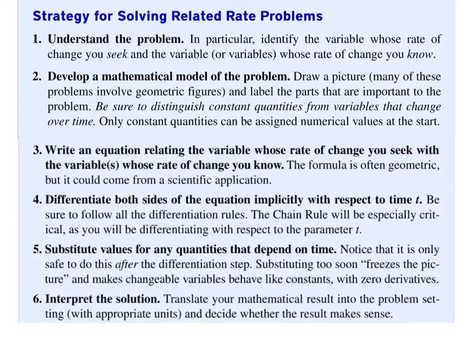Fourth step would be to differentiate both sides of the equation implicitly with respect to time. These are rates of change, and rates of change are usually with respect to time, so we want to differentiate them with respect to time. You just have to watch out with this. Make sure you're using the chain rule when you do this: derivative of the outside, leave the inside alone, derivative of the inside. Usually you're not taking a derivative of t. Usually you're taking it of other things, like we did area and radius with respect to t.